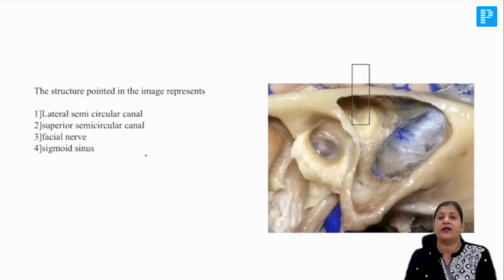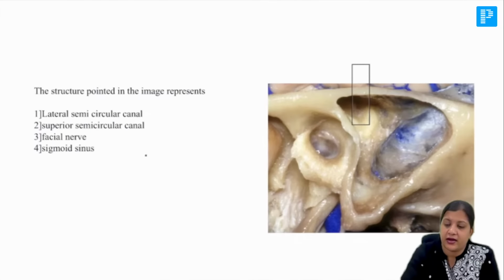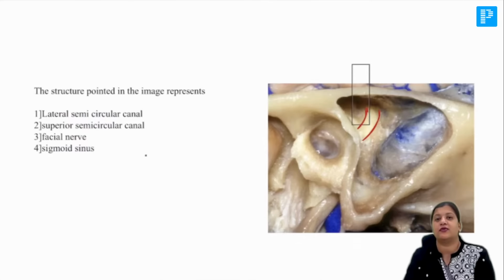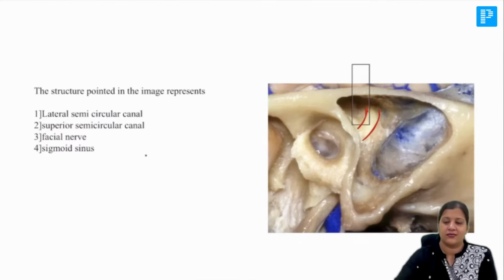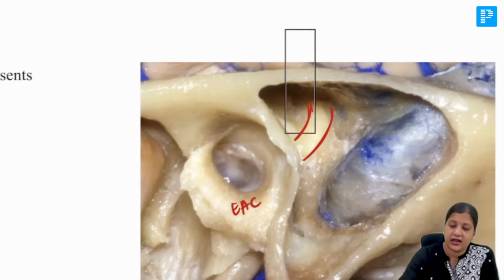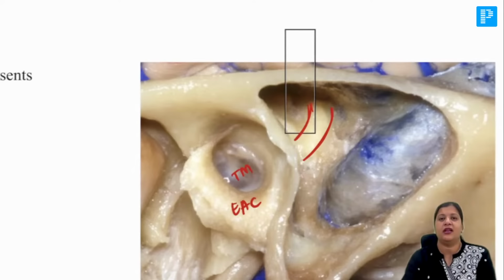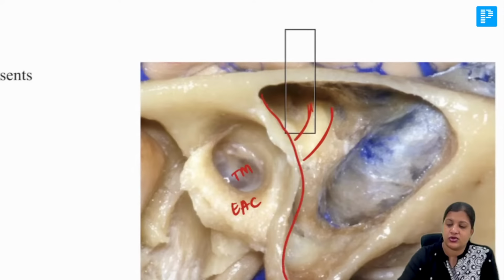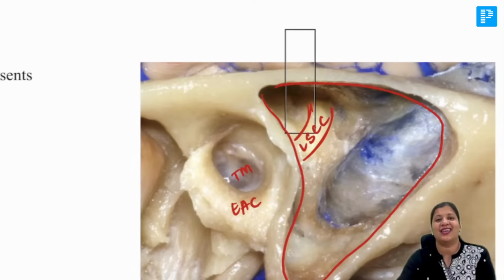The structure pointed in the image represents. So basically, they're trying to identify what is this structure that you see here. Is it lateral canal? Is it the superior canal? Is it the facial nerve or is it the sigmoid sinus? So I can zoom in a bit for all of you to help you understand this. So this is your external auditory canal leading to the tympanic membrane. This entire is your mastoid cavity where we have done a mastoidectomy. The canal that you see here is your lateral semicircular canal.